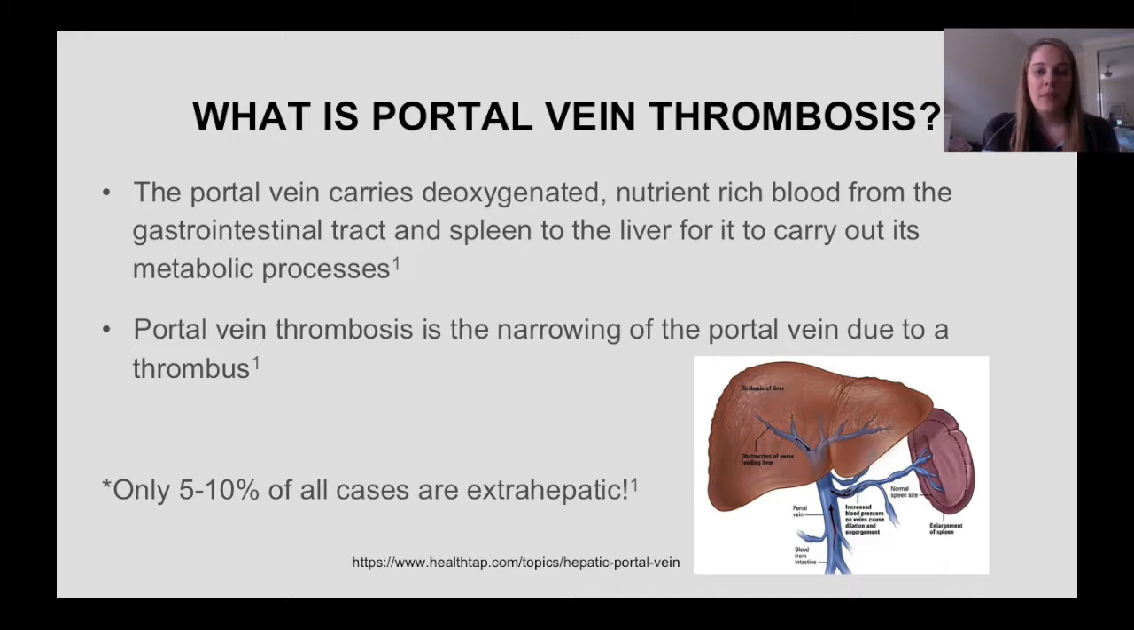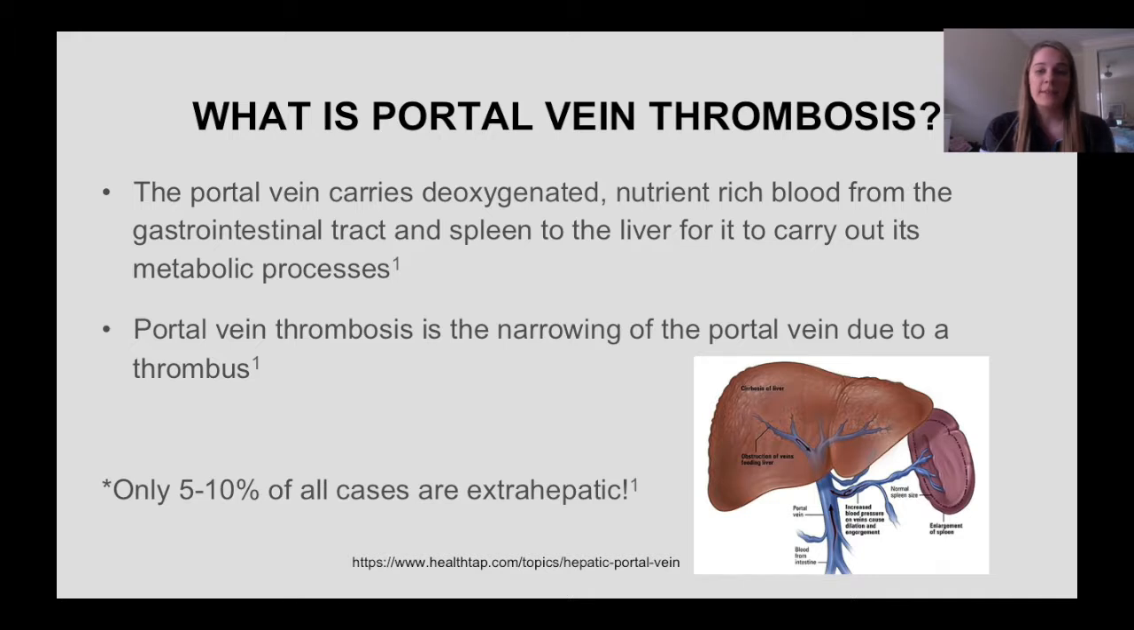What is portal vein thrombosis? The portal vein, as we know, is a very important vessel in the hepatobiliary system for delivering nutrient-rich blood to the liver for its metabolic and detoxing functions. Portal vein thrombosis occurs when there is an occlusion within this vessel. Due to the blockage, portal hypertension can then occur, which can lead to other problems such as splenomegaly, esophageal and gastric varices, and fluid accumulation within the abdomen.